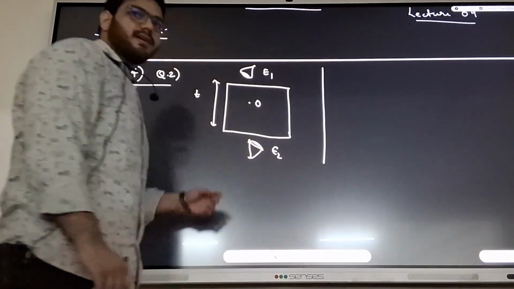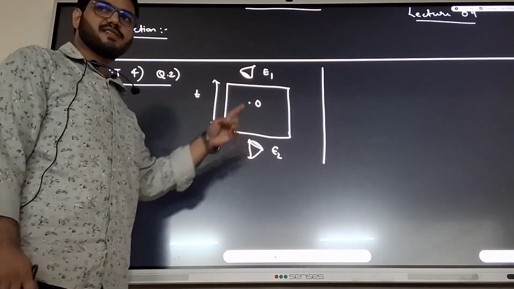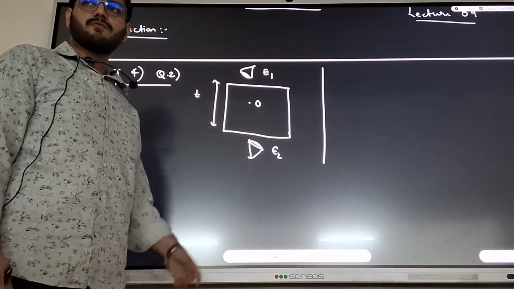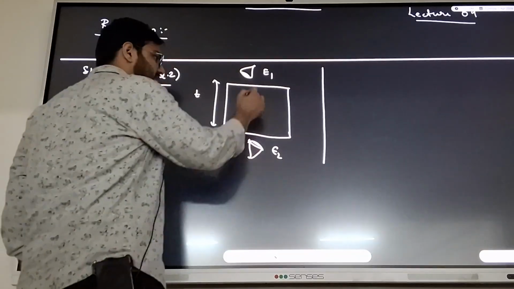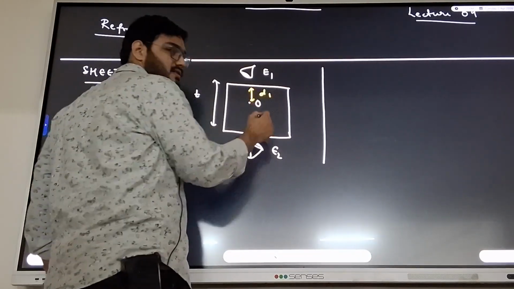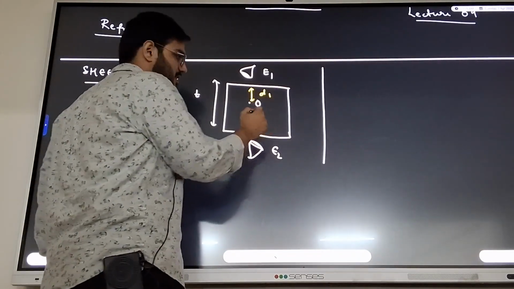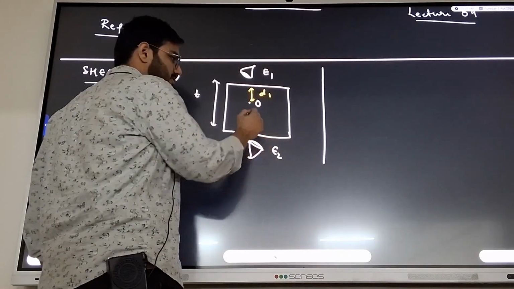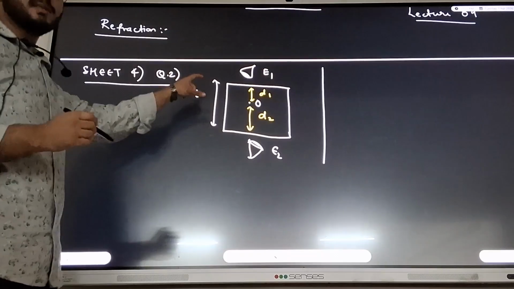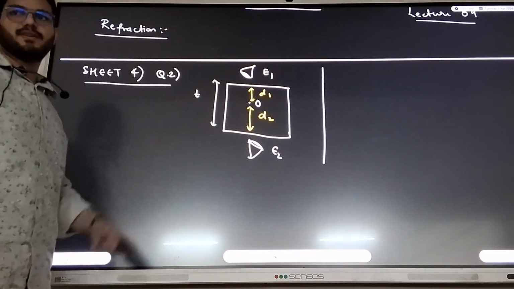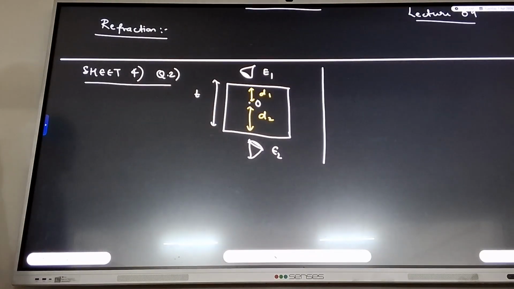I think the apparent depths as seen by the observer is given. But what are the actual depths? Maybe that will be D1, the actual depth. And what about from this observer E2? That will be some D2. Then what will be the thickness T? Just D1 plus D2. So I need to find the actual depths.